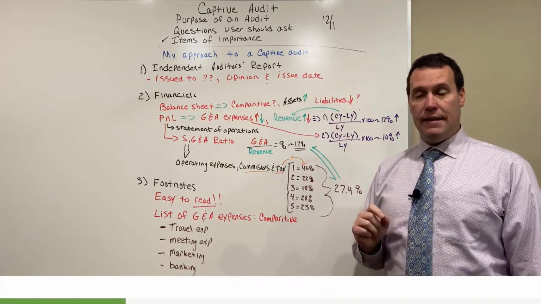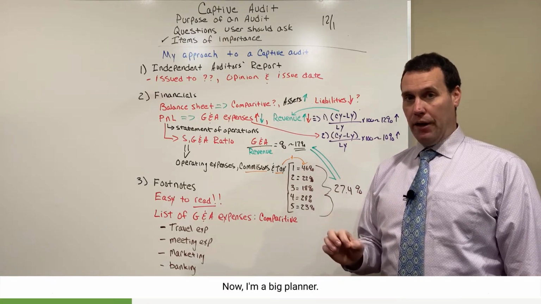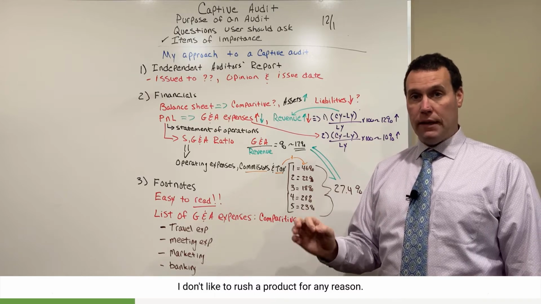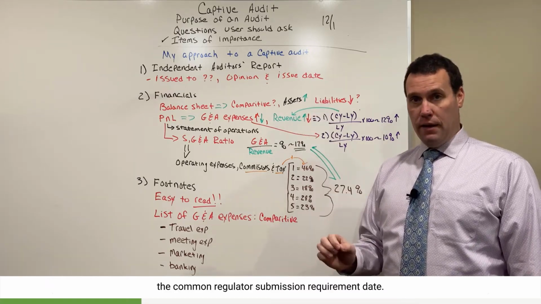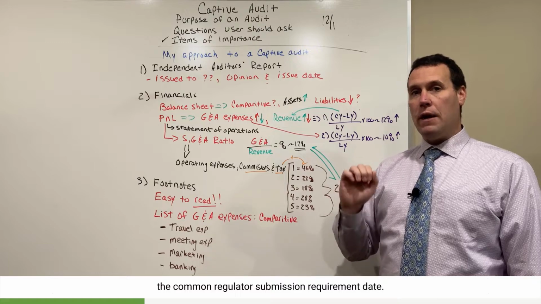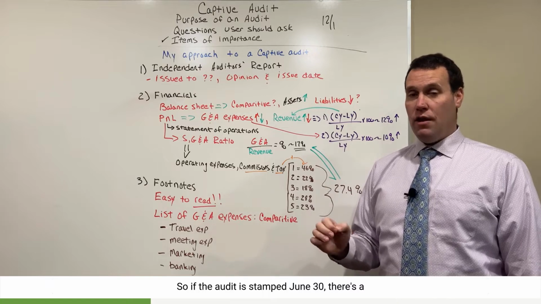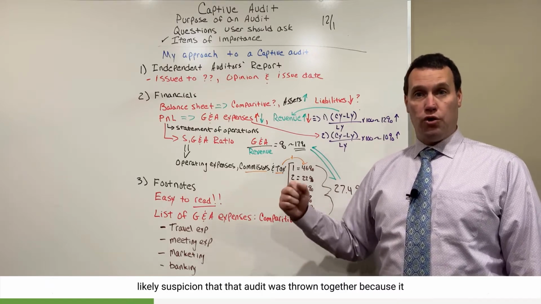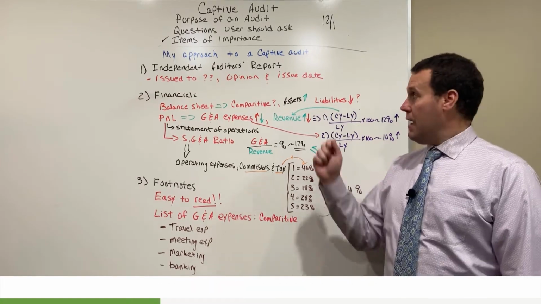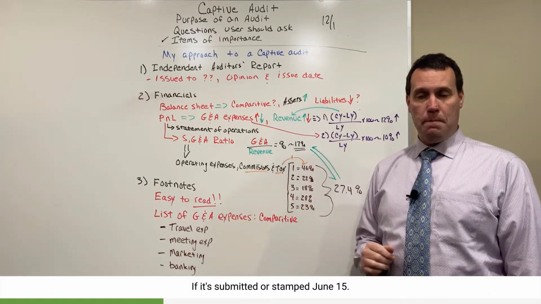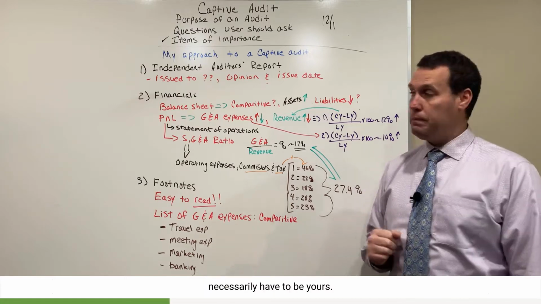The third thing that I look at is the financial audit issue date. Now, I'm a big planner. I don't like to rush a product for any reason. And as you know, June 30th is the common regulator submission requirement date. So if the audit is stamped June 30th, there's a likely suspicion that the audit was thrown together because it needs to be submitted by the required submission date. If it's stamped June 15th, I like that better than June 30th. But that's my opinion. It doesn't necessarily have to be yours.